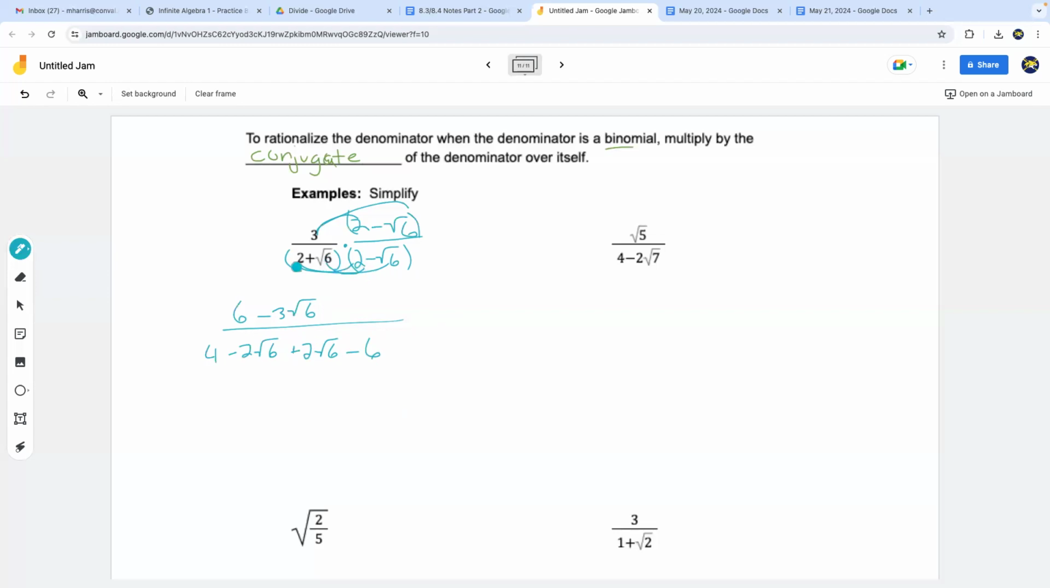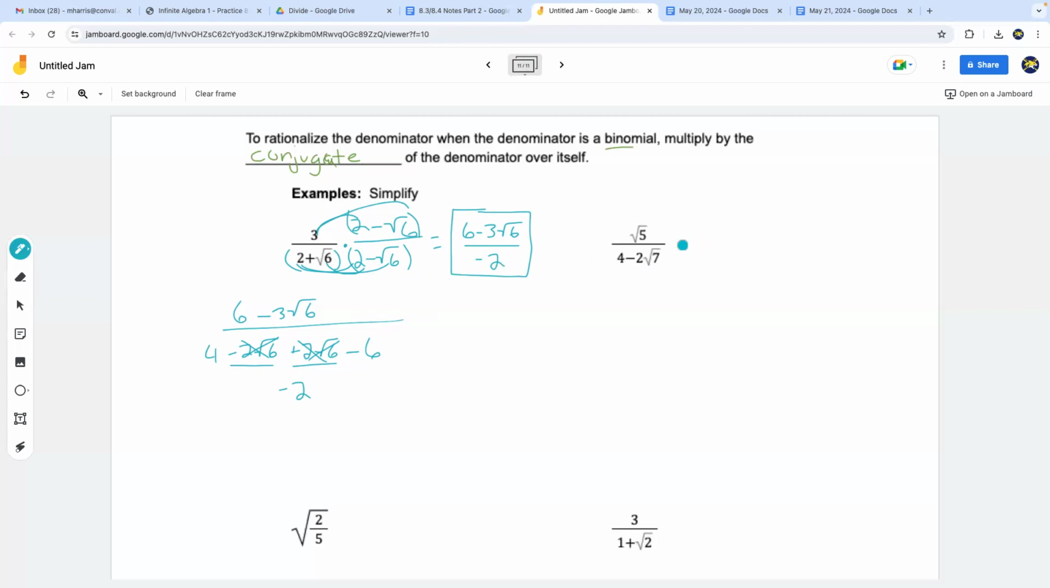Now, take a look here. We have like terms. We have a negative 2 root 6 and a positive 2 root 6. Hey, look, those cancel, leaving you with just 4 minus 6, which is negative 2. So now we have 6 minus 3 root 6 over negative 2. And for now, we're going to leave this here as this answer. I'm going to come back and talk about this another day. But we can simplify this even more. And we'll talk about this one another day. All right, I just want to get to this part right here.